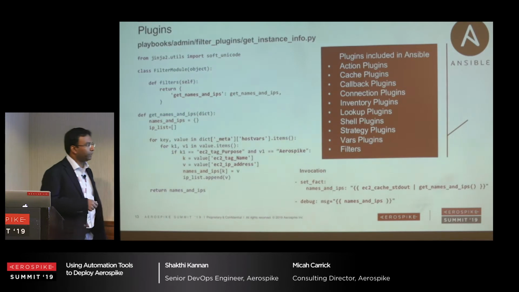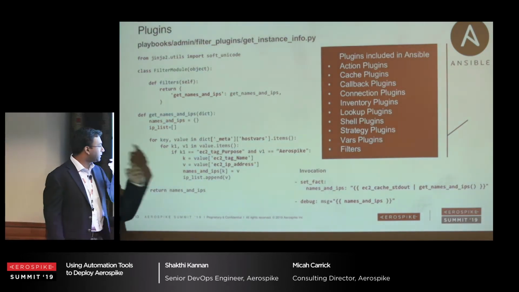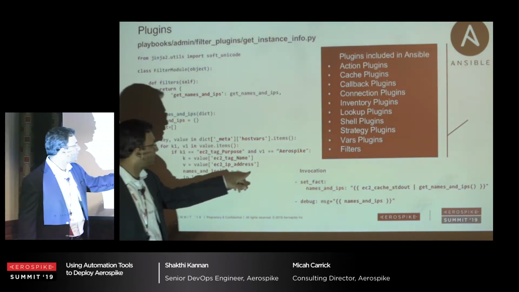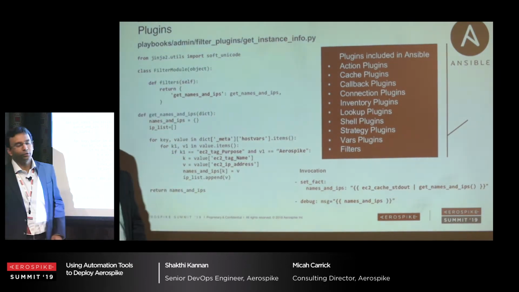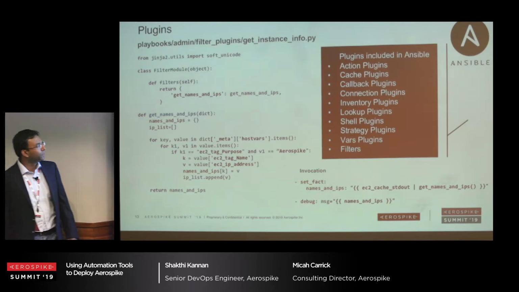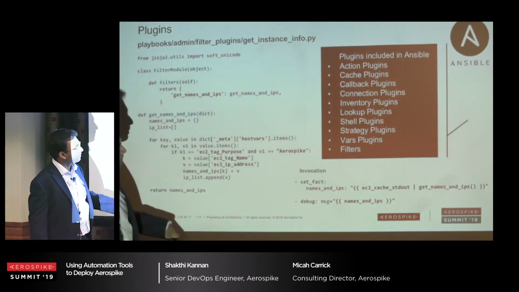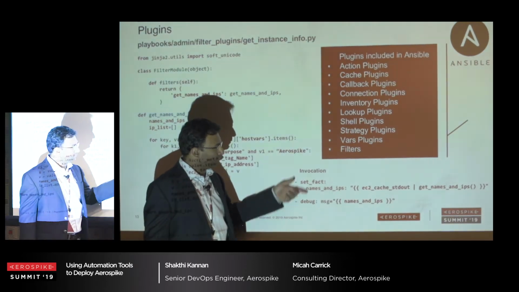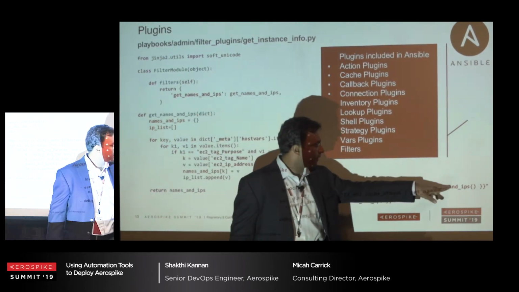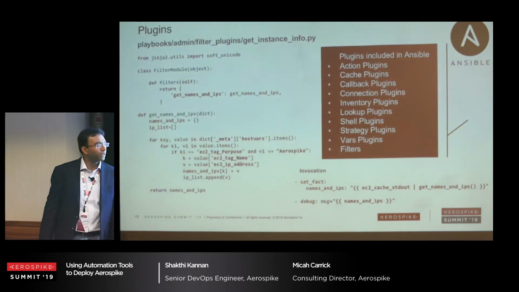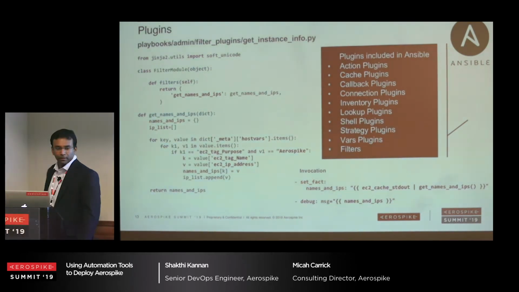So this actually we use it in the training. So once we set up the instances, I get the names of the participants and the IP addresses, which we shared during the training sessions. So this is just the Python script. So when you actually run a playbook, this will basically call this get names and IPs function here. It will just print the names and IP addresses of the participants.